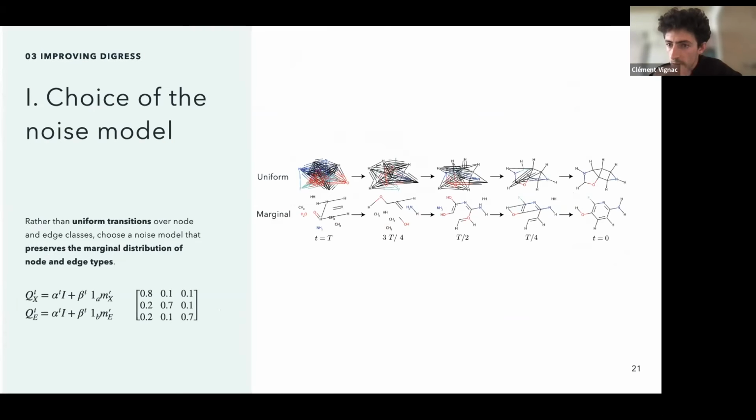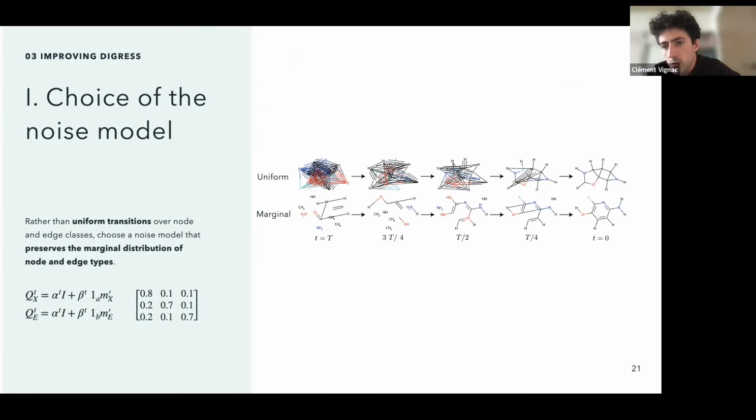So first, one thing that I want to say is that if you have expert knowledge on your task, it's probably in the noise model that you can incorporate it. For example, for molecules, maybe you don't want to be able to go from single bonds to triple bonds, but you have to go to double bonds first, things like this. So in general, here you can work and adapt your method.